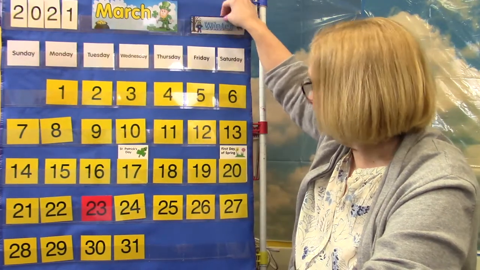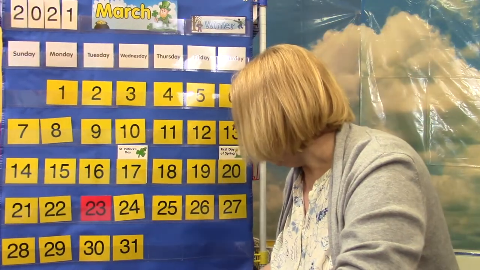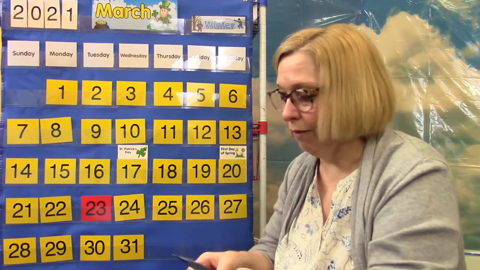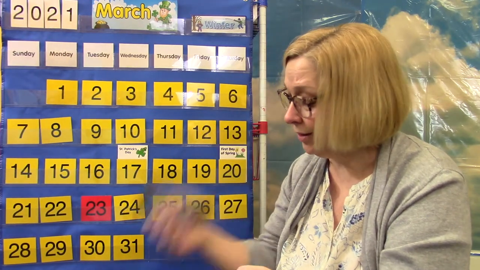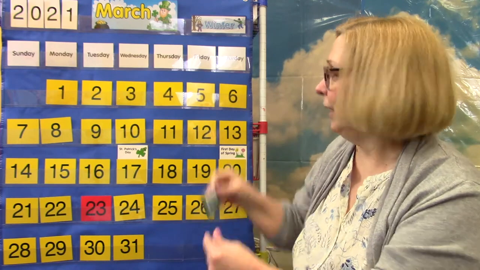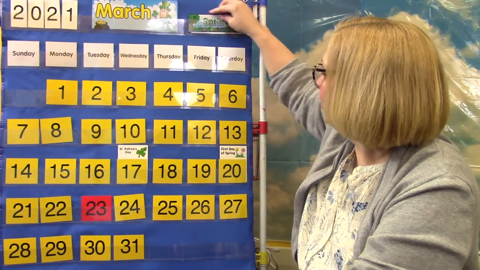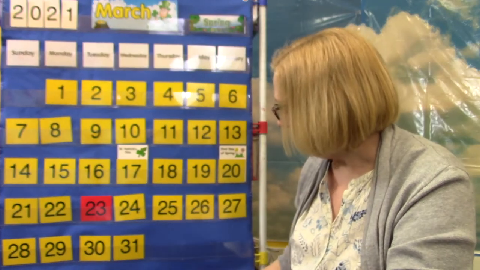Does anybody know what season it is? Well, let's see what it is. Is it fall or autumn? It is not autumn. Is it summer? Well, it's not summer yet. So that must mean that it is spring. S-P-R-I-N-G. It's spring. And I'm so excited because that means that it's just going to get nicer and it's going to get longer days and you guys will get to play outside more and more.